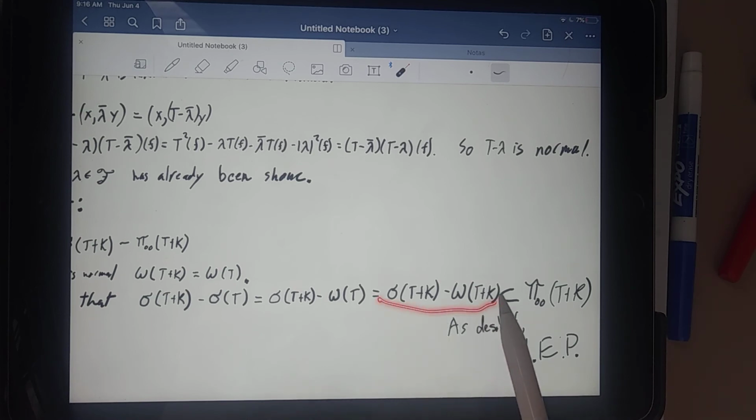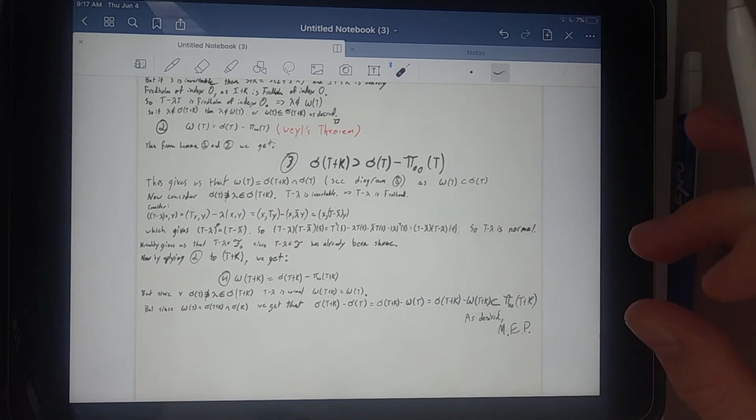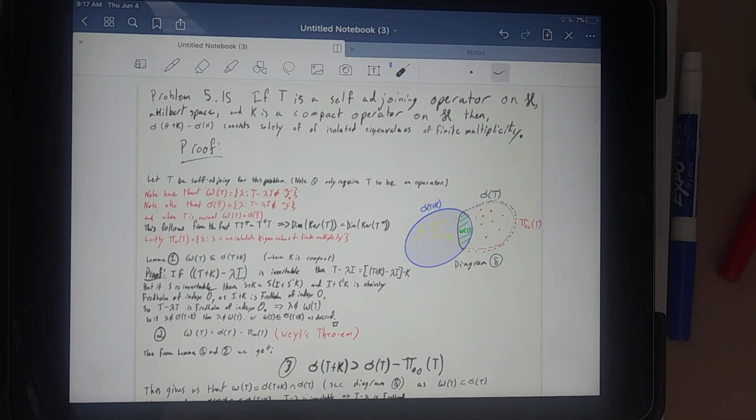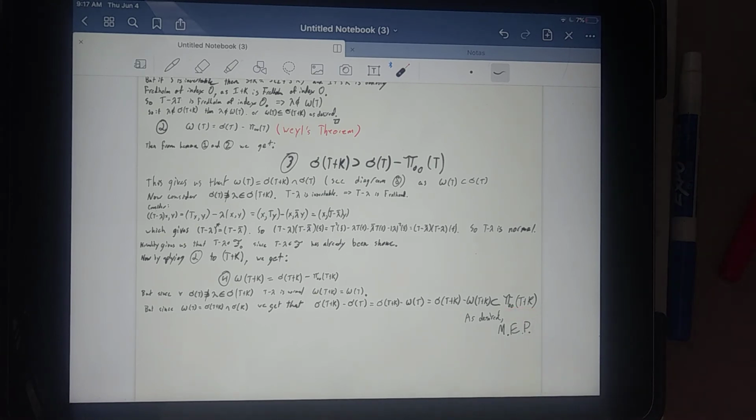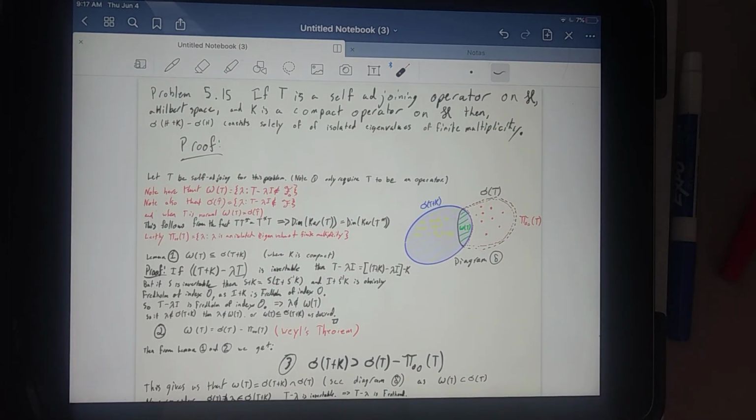So what we've done is shown by Weyl's theorem that, because we remove their intersection, it is inside the isolated eigenvalues of finite multiplicity, but that's exactly what we were looking for: that sigma of t plus k minus sigma of t is finite, the eigenvalues of finite multiplicity that are isolated within our t plus k. So that completes the proof. I hope you guys have a great summer, and I will see y'all next semester.